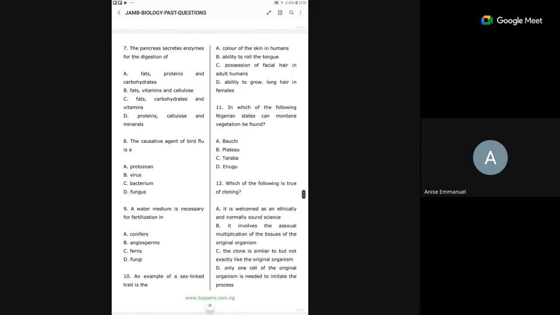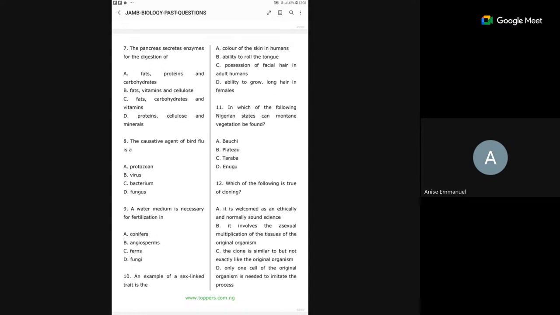We have the ability to roll the tongue, possession of facial hair, and the ability to grow long hair in females. Out of these options, which of them is linked to a particular gender? Color of the skin is the same for all genders. We have fair males and fair females, dark males and dark females, so it's not gender based. The other one is rolling the tongue. Rolling the tongue can be done by both males and females. It doesn't have to do with a particular gender, so that's not the answer.